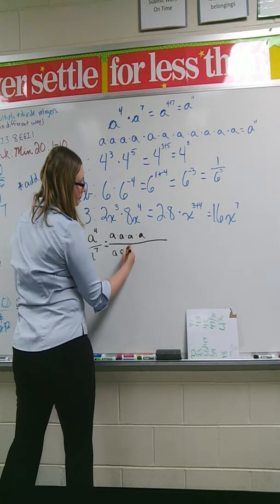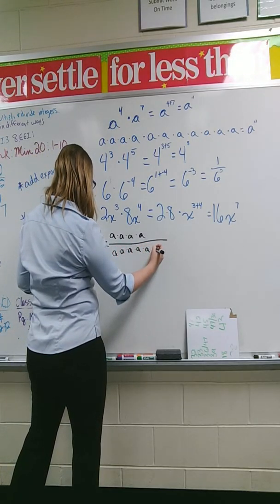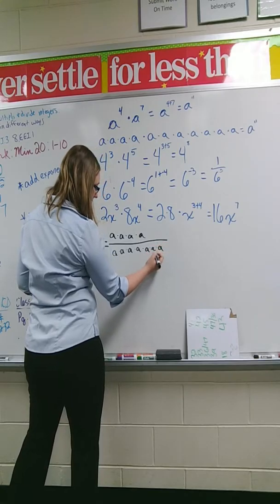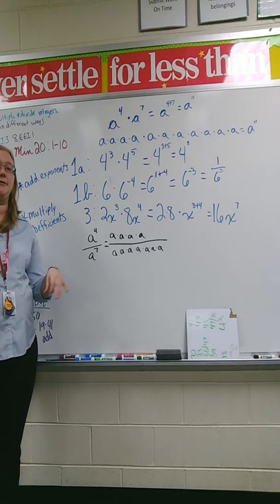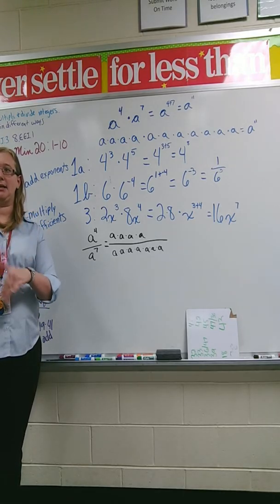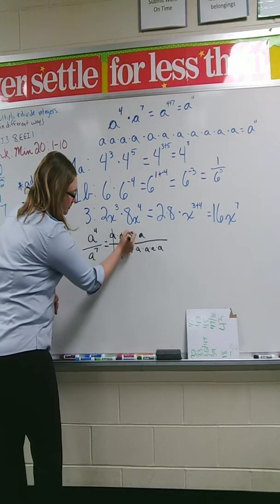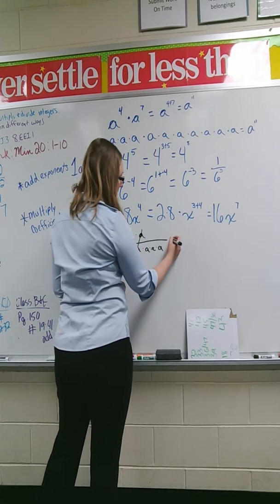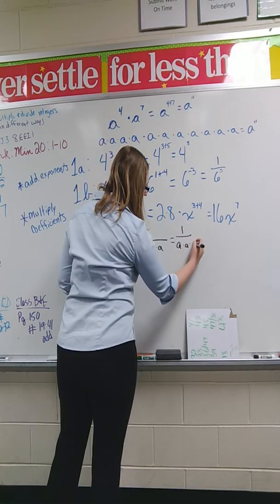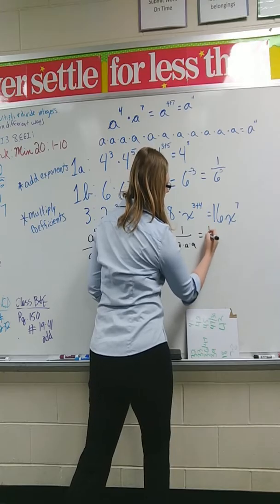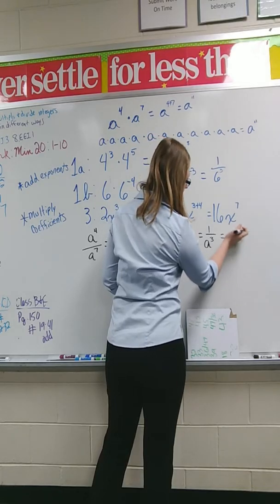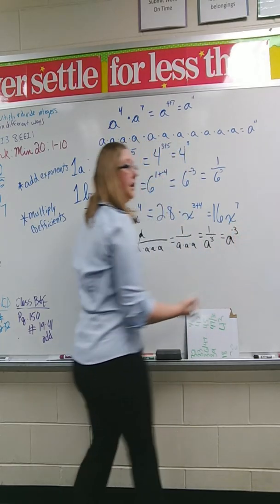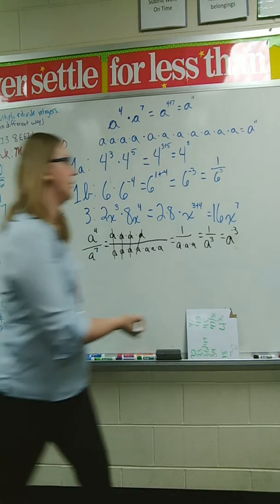A to the seventh is a times a times a times a times a times a times a. Our rules of division say that I can simplify and cancel out things that are the same in my numerator and my denominator, correct? So I can cancel, cancel, cancel, cancel, and I would be left with 1 over a times a times a, which would be 1 over a to the third, or a cubed. Which equals a to the negative 3? Correct?